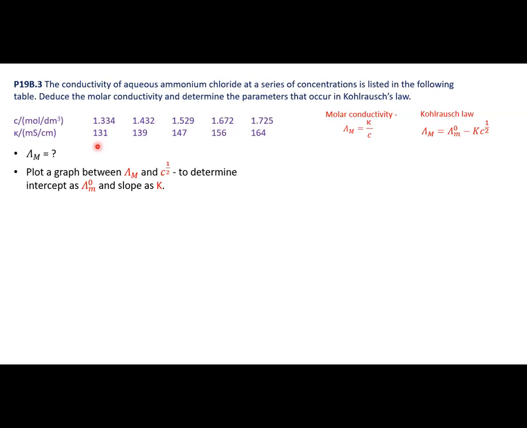So what we need to find is the molar conductivity, which is lambda m, and determine the parameters of the Kohlrausch law. So the molar conductivity is related to the conductivity by kappa over C, where C is the concentration and kappa is the conductivity. And Kohlrausch law we know is lambda m is equal to the limiting molar conductivity at infinite dilution minus K, which is a constant, times the square root of the concentration.